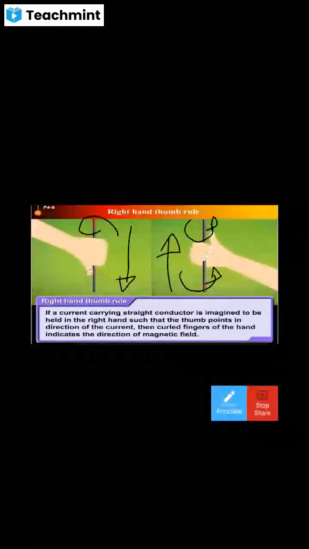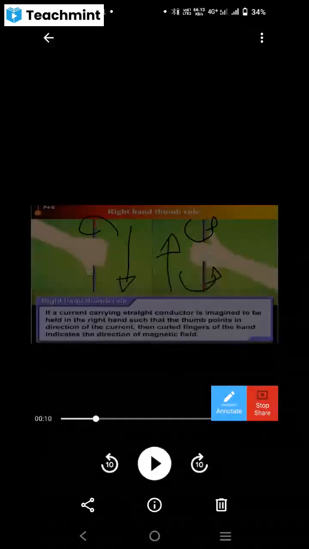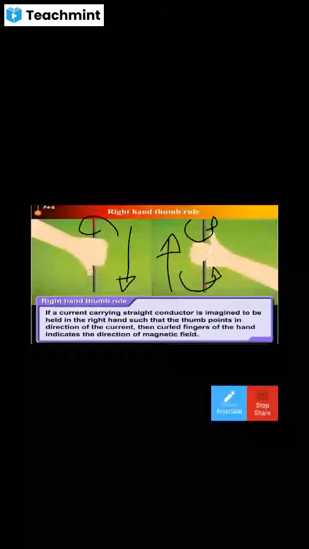Inside our notebook. Going inside the notebook. How is the magnetic field? Look at the magnetic field from above. Your remaining fingers, are they clockwise or anticlockwise? Clockwise. So the current is going inside your book, and the direction of the magnetic field is clockwise.